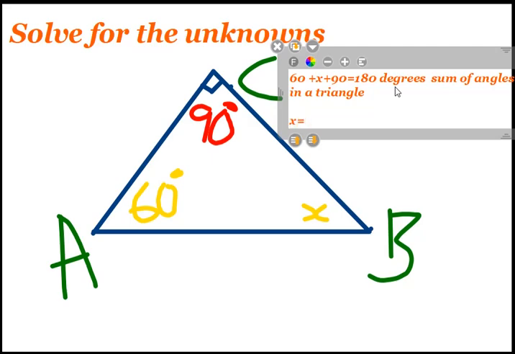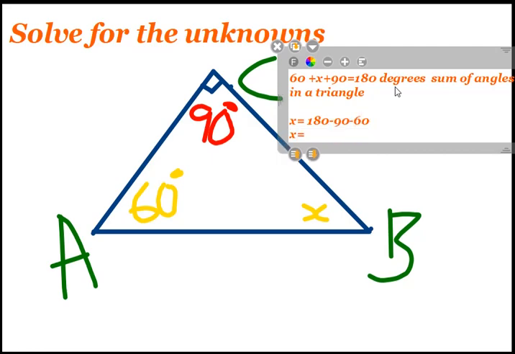So x is equal to, I just made x the subject of the formula, 180, and the 90 and 60 will go to the other side and become a minus. So 180 minus 60 minus 90 is 90, minus 60 is 30. So x is equal to 30 degrees.